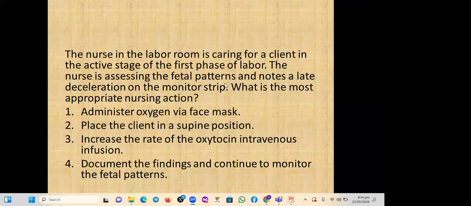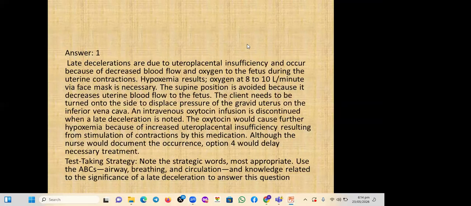Hey, is a question on the screen, or is it not showing? There is a question on the screen. No one has attempted yet, or it's not showing up. This is one. It's 1. Yeah, we know that late decel is caused by placental insufficiency, so we would have to give oxygen. Okay. So she says it is 1.